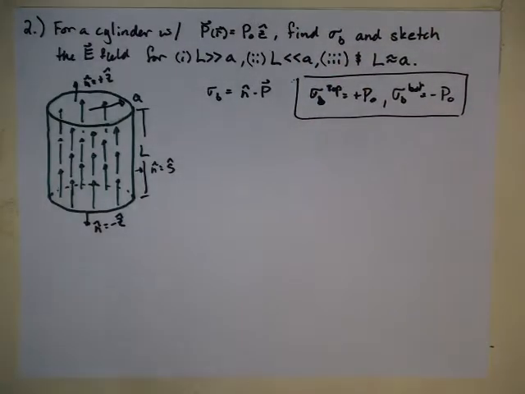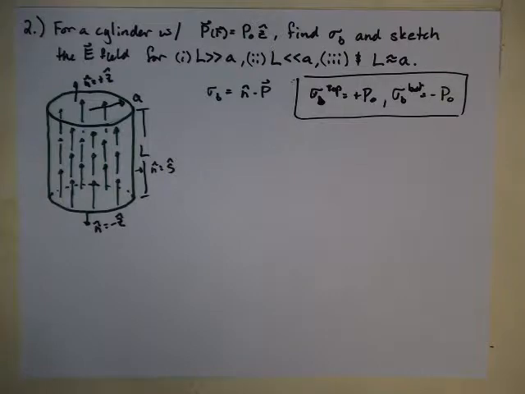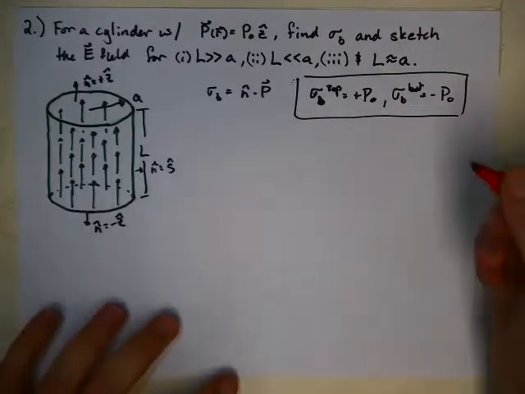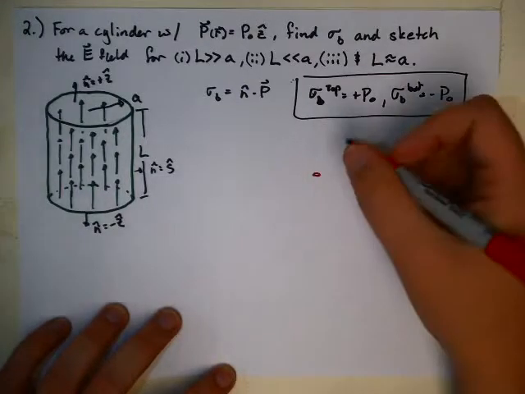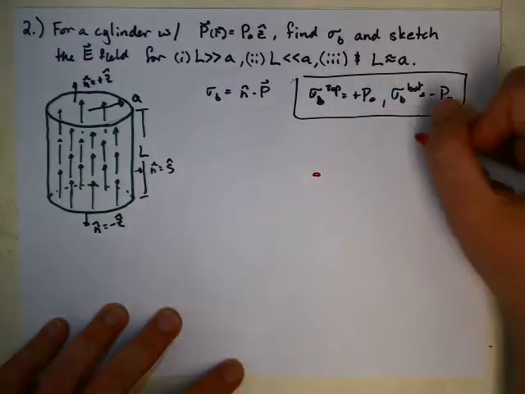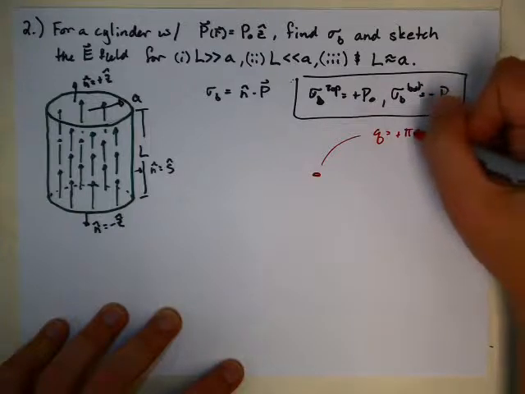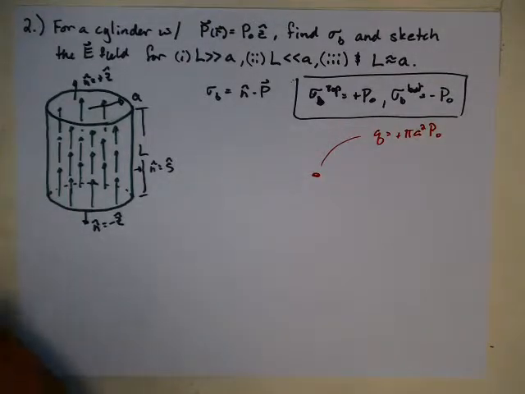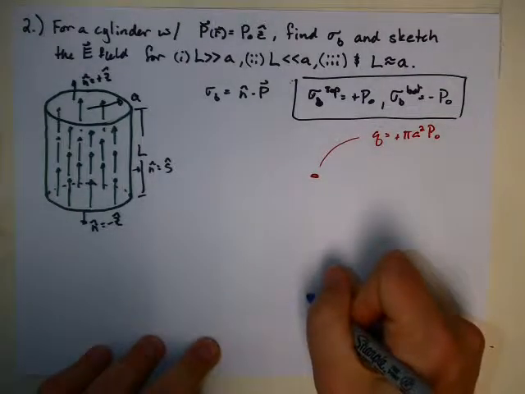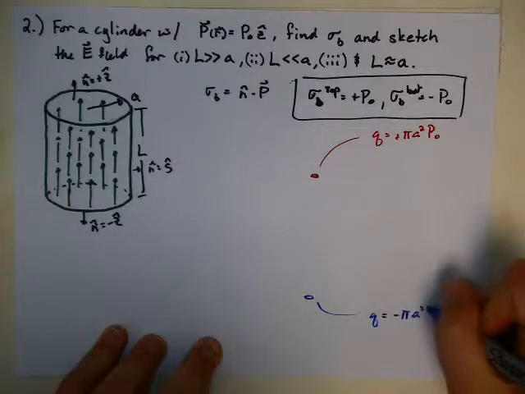And now comes the interesting part, which is to sketch these fields for these three different cases. For the first case, I'm going to have L be much, much bigger than A, and so that essentially tells us that I'm going to have a little disk of charge up here, and the disk of charge is going to have a total charge Q equal to plus pi a squared P naught. And much, much further down, we're going to have another disk of charge with minus pi a squared P naught.